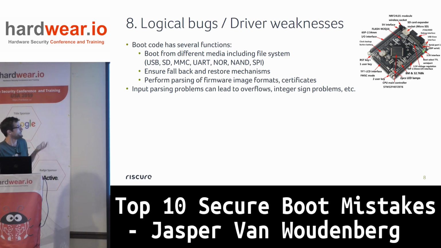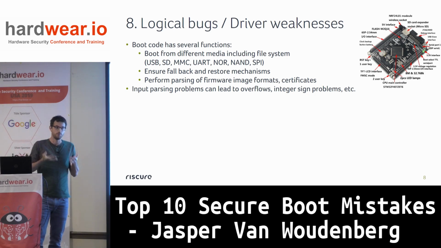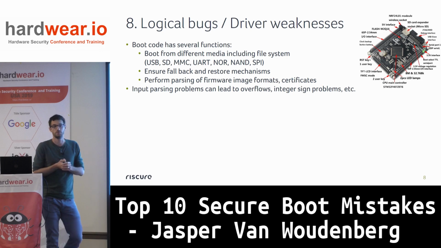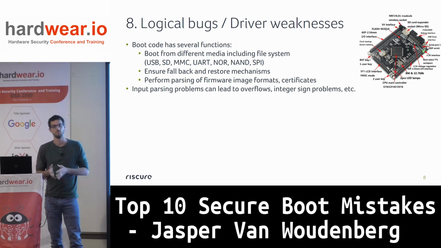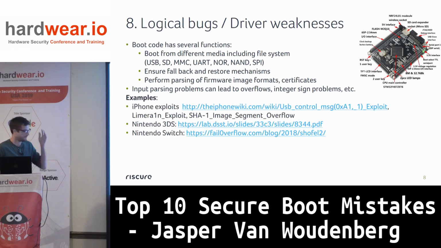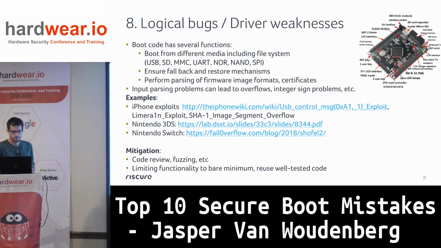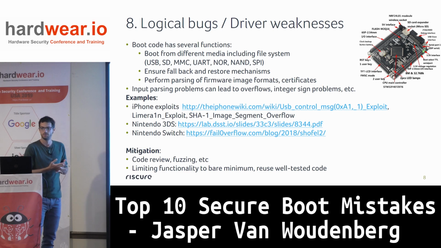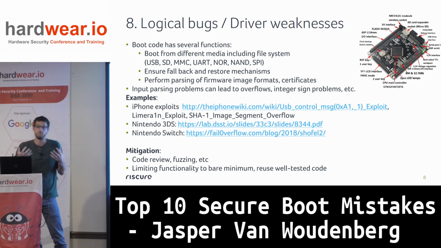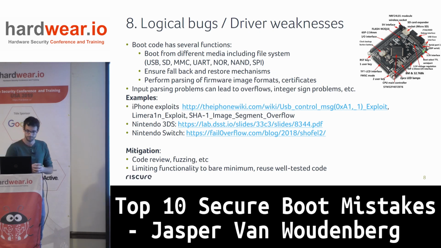They're necessary because you want to be able to boot your system in case there's a failure. But there's a lot of potential for traditional software bugs like integer overflows and buffer overflows and you name it. Again, there are a bunch of examples from iPhones and Nintendos. What you want to do here is review your code and do fuzzing. These are software vulnerabilities, so you can do the typical software things, except that now you need to come in through a hardware interface.